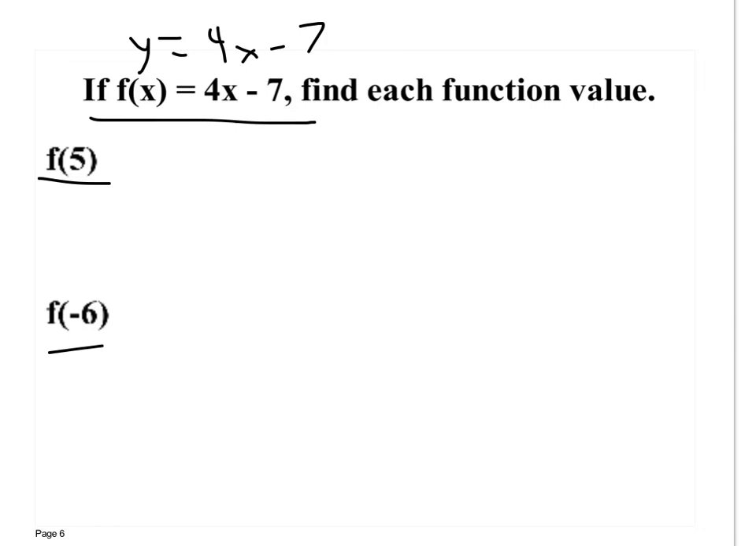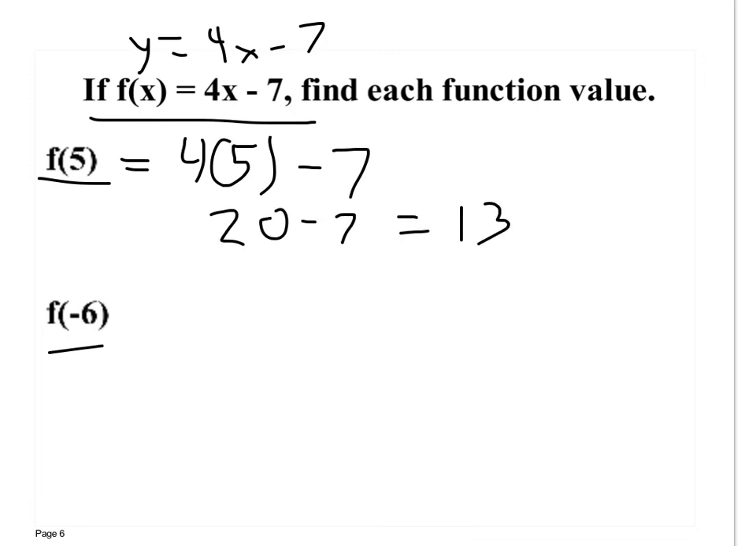Okay? What this means, f of 5 means x is 5. You're replacing x with 5. Okay? So f of 5 means I take 4, I'm multiplying it by 5. I'm replacing x with 5. They replaced x with 5, so I replace x with 5, and I subtract 7. 4 times 5 is 20. 20 minus 7 is 13. That's my answer. So to find f of 5, I just replace x with 5 and solve.